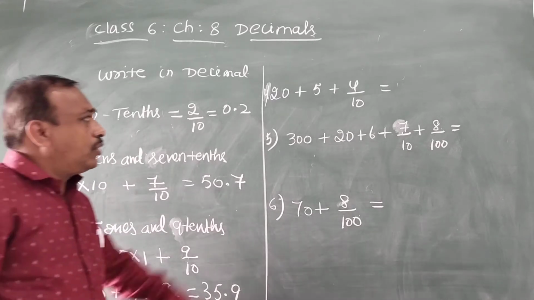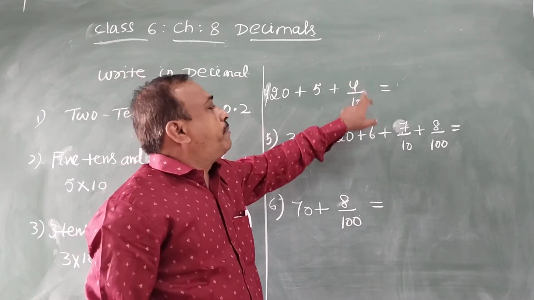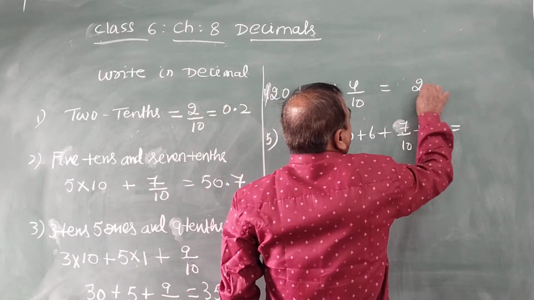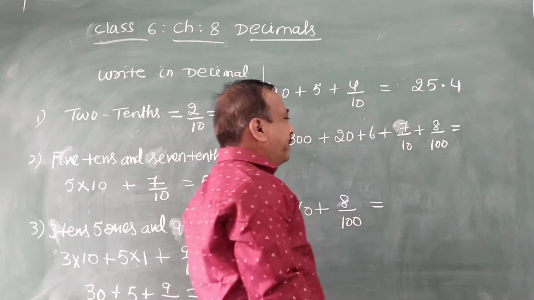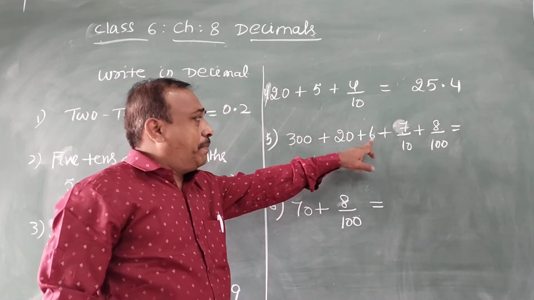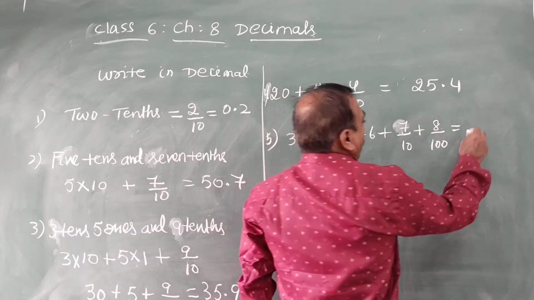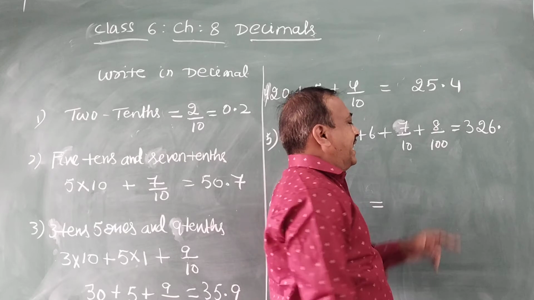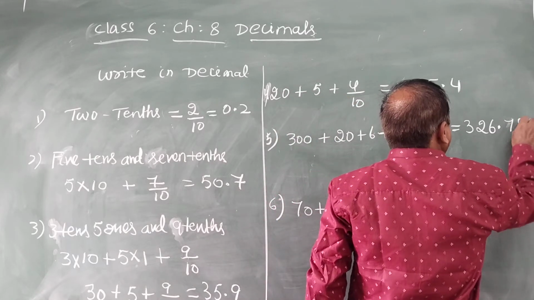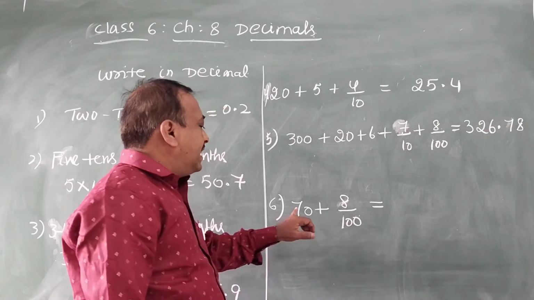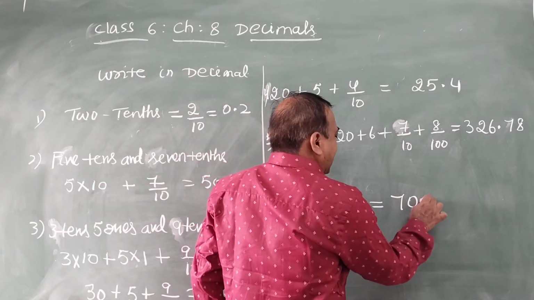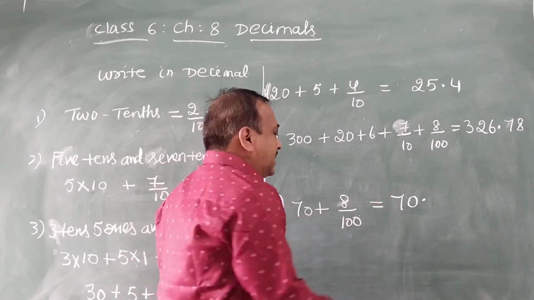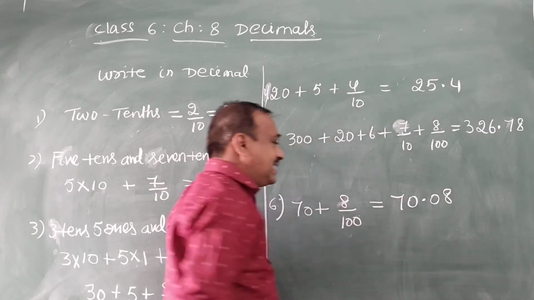35.9. Now 20 plus 5 plus 4 by 10. So 20 plus 5, 25, plus 4 by 10, which equals 25.4. 300 plus 20 plus 6, 326 point 7 times 800. So 7, 8, we have to write individually. Then 70 point 8 by 100. As we don't have a tens, in that case we write 0 and then we write 8.